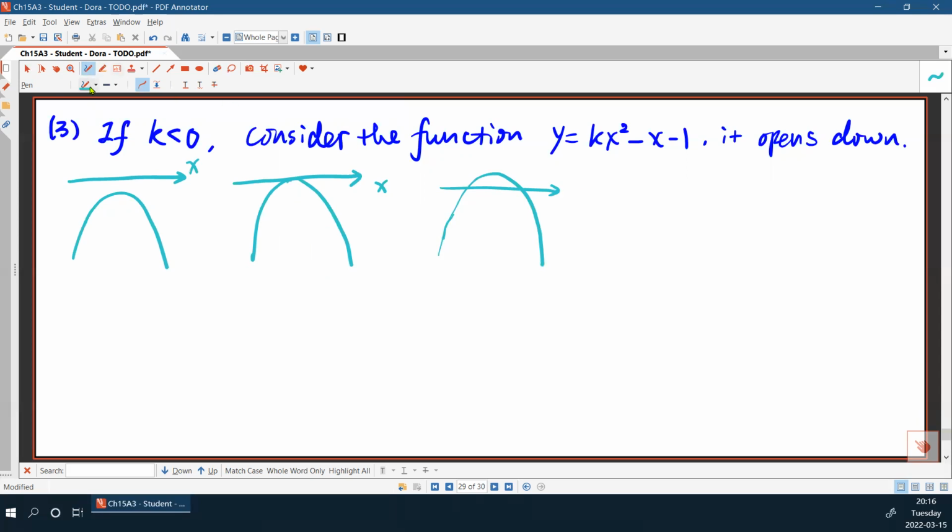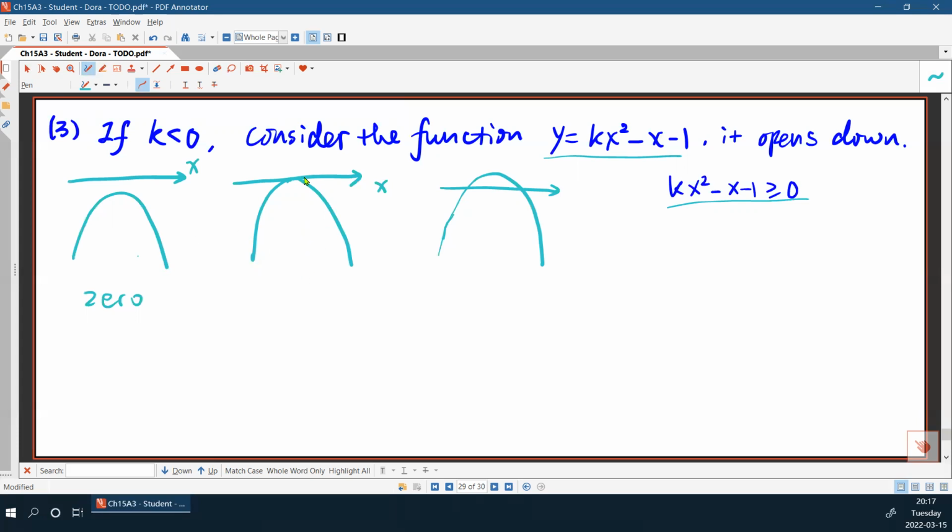Remember, we are considering the solution to kx squared minus x minus 1 greater than or equal to 0, right? So in the first case, how many solutions to this inequality? That means how many x's can make this function greater than or equal to 0? None, 0, right? There is no x that can make this function greater than or equal to 0, because all the values of the function are under the x-axis. So no matter what x is, this function is always less than 0.